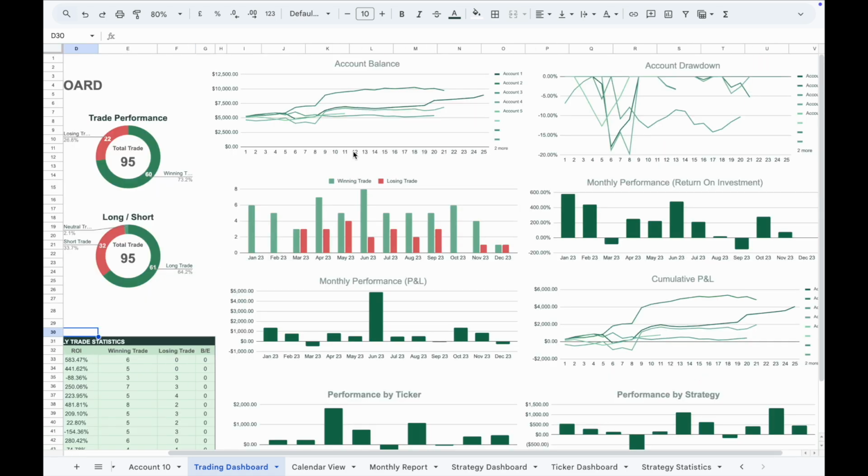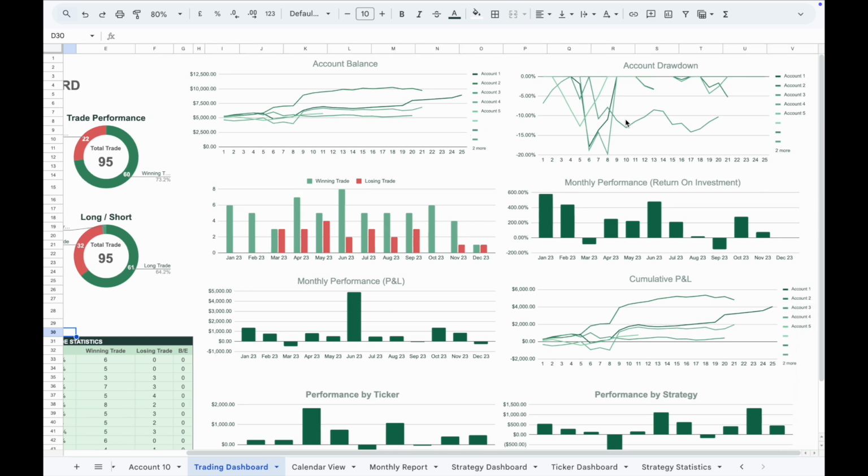The table and graph will update accordingly to reflect P&L, ROI, and winning or losing trades during the selected period. The graph on the right provides an overview of your trading performance over the entire period. It shows account balance, total account value at different points in time, account drawdown, maximum loss incurred over the period, and cumulative P&L, net profit or loss accumulated over time. Additionally, you can review the performance of individual tickers and strategies to understand their contribution to your overall performance, as well as monthly performance in terms of ROI, profit and loss, and winning or losing trades.